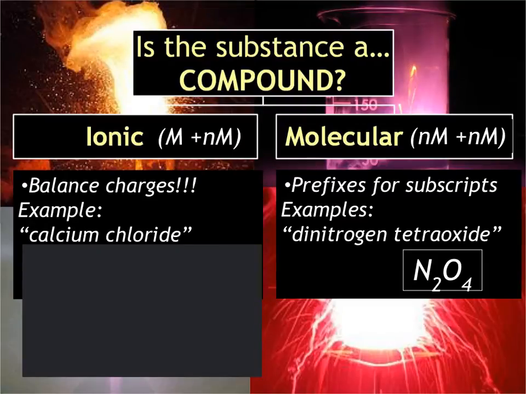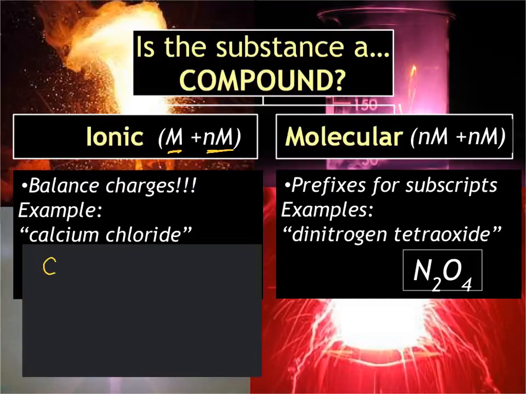The next question to ask yourself is: is the substance an ionic or covalent compound? Let's start with the ionic. Ionic, where you've got a metal plus a nonmetal. Remember, metal and nonmetal gives you an ionic compound. You're going to need to balance the charges in order to get the correct formula. Let's use the example of calcium chloride.